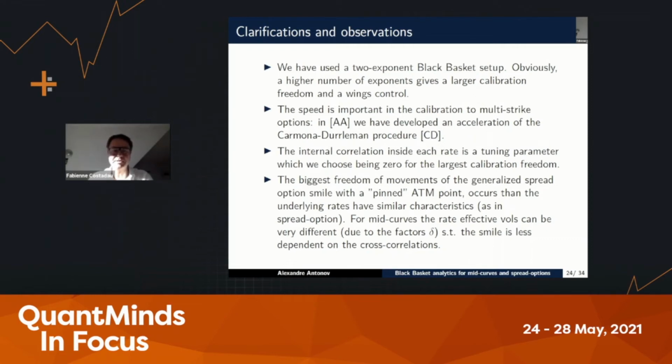and we chose it to be 0 for the largest calibration freedom. As I said, the biggest freedom of movement of the generalized spread option smile with the pins at the endpoint occurs when the underlying rates have similar characteristics. So in the mid-curve options, for example, this freedom is less big because factors delta 1 and delta 2 can be pretty different, and the smile is less dependent on the small correlation by its construction.